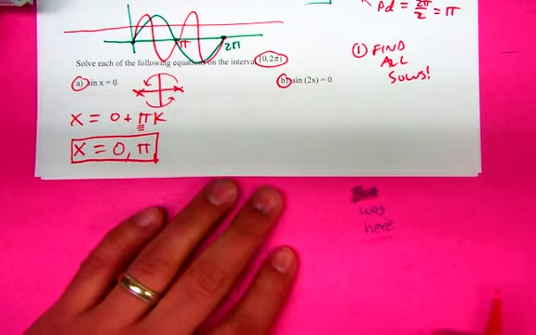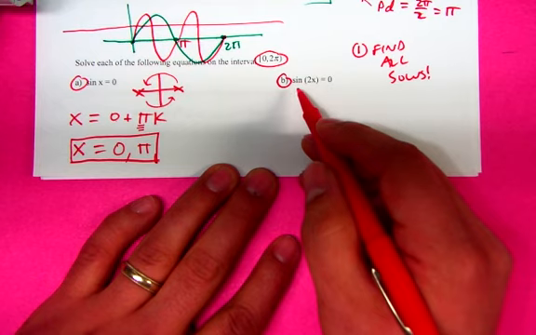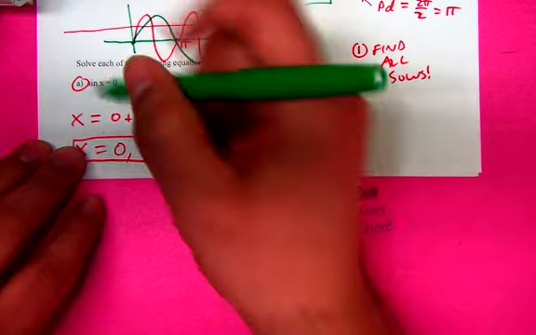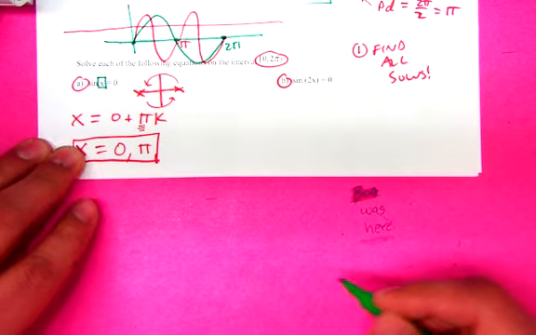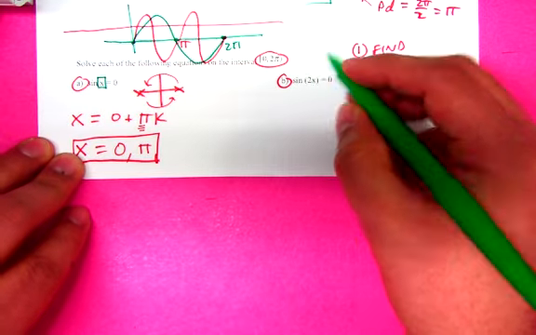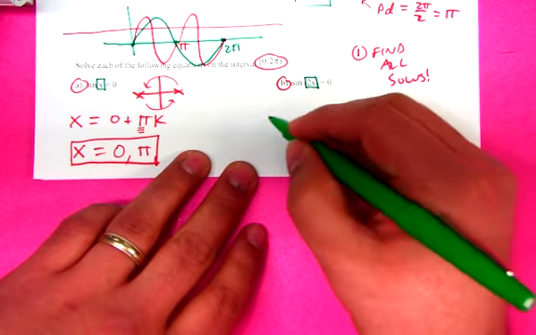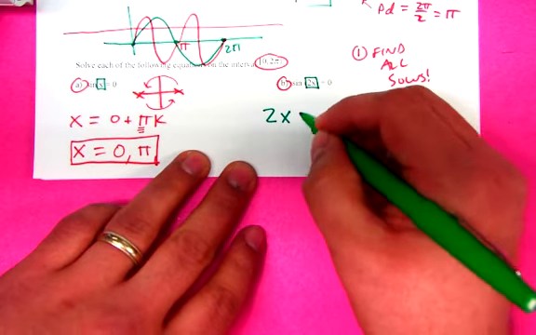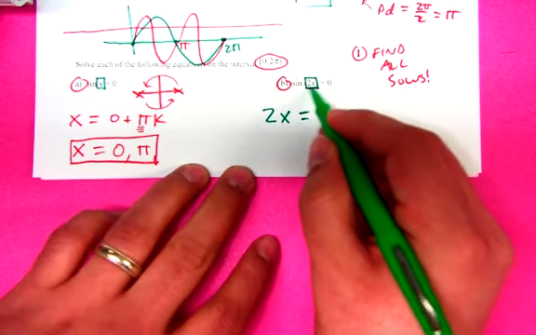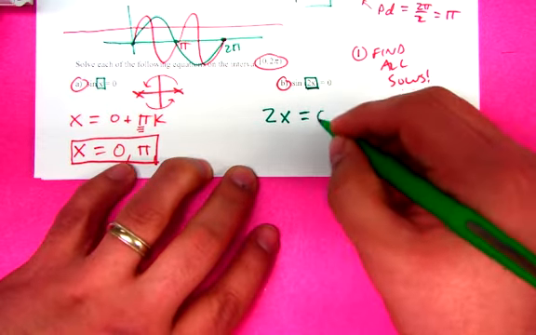Now, using the same idea over here, the only thing that changes now is the angle. Here, our angle was x, right? Our angle is not x anymore. Here it's 2x. So when you solve this equation, instead of writing x equals 0 plus pi k, you're going to write whatever angle is in the parentheses here, which in this case is 2x, equals 0 plus pi k.